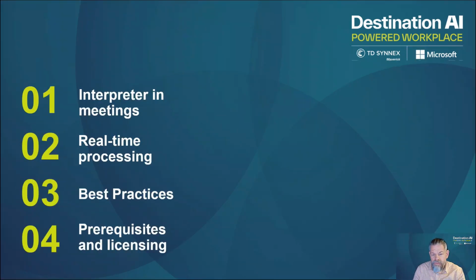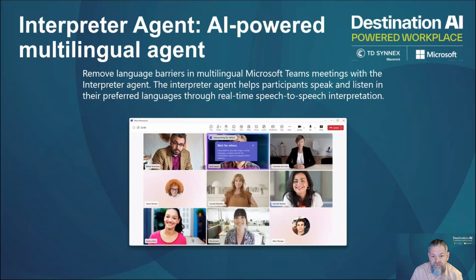So, we'll go through today talking about the interpreter in meetings, what it is and how it works, how it does that real-time processing, go through best practices, and lastly, we'll finish off with prerequisites and licensing requirements to utilize the interpreter agent itself.